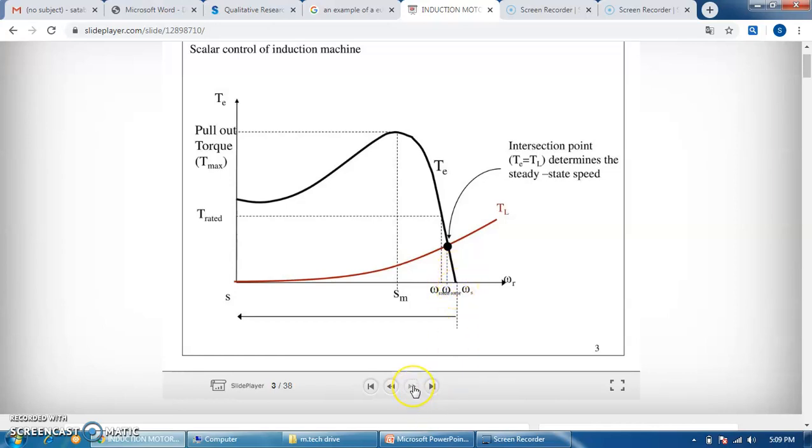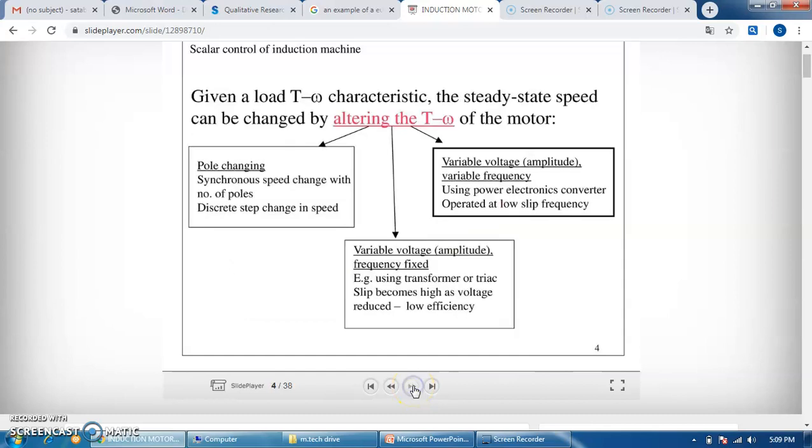So let us see. For a given load, the torque versus speed characteristic gives the steady state speed, and that can be changed by altering different values. Here are the different methods by which we can control the speed of the motor. The first method, known to all, is pole changing. How is pole changing related to the induction motor speed?